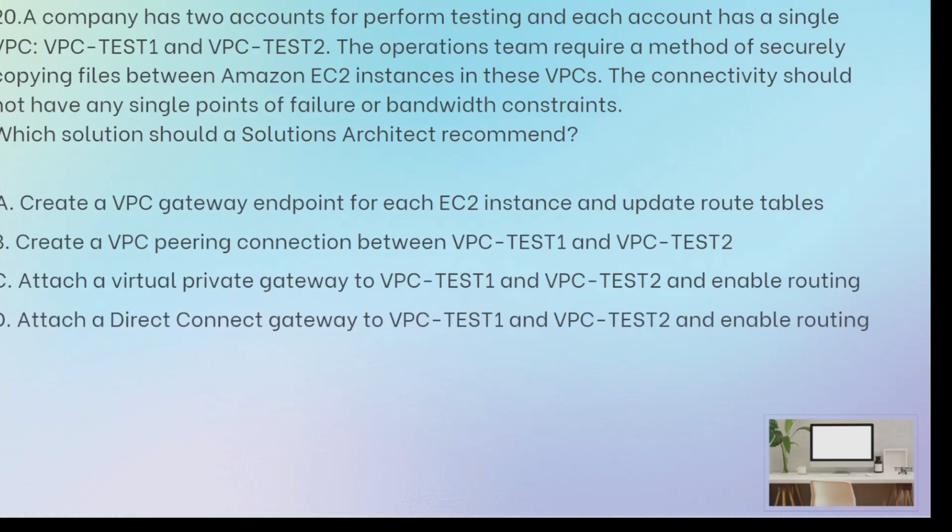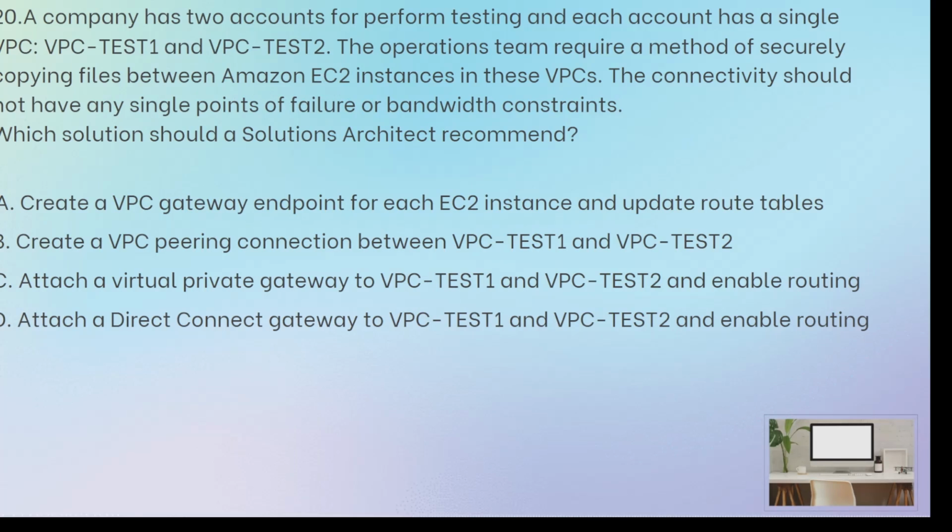Next question, a company has two accounts for performing testing and each account has a single VPC, VPC test 1, VPC test 2. Two accounts, two VPCs, one in each. The operation team requires a method of securely copying files between EC2 instances in these VPCs. The connectivity should not have a single point of failure or bandwidth constraints. Which solution should the solution architect implement? Here they are talking about there should not be any single point of failure as well as no bandwidth constraints.